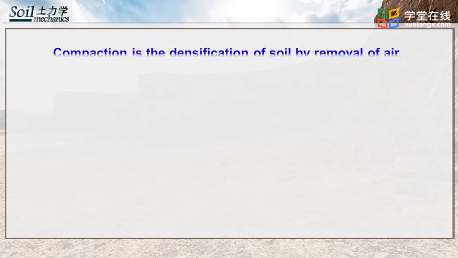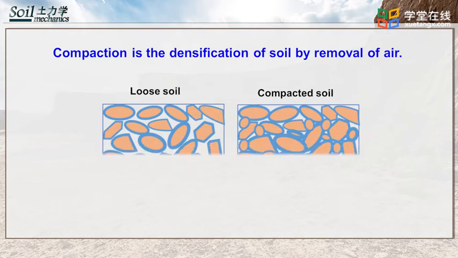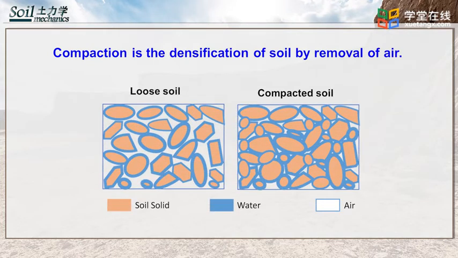Compaction is the densification of soil by removal of air in the soil mass. It is normally achieved by using mechanical compactors, rollers, and rammers with additional help of water. Compaction has many benefits. For example, it can increase the shear strength of soil and at the same time reduce soil's permeability, compressibility, and liquefaction potential.